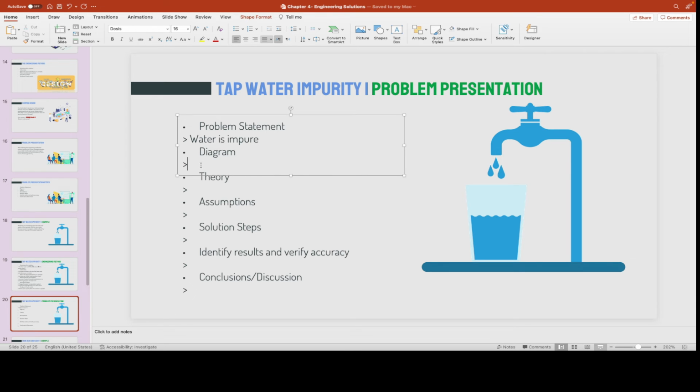Diagram. I would say we show water, healthy water charts maybe here, so you can use it in your presentation, and where we are versus where we are. Theory, what theory are you using here? PPM testing principles, right? Assumptions, we already did assumptions.